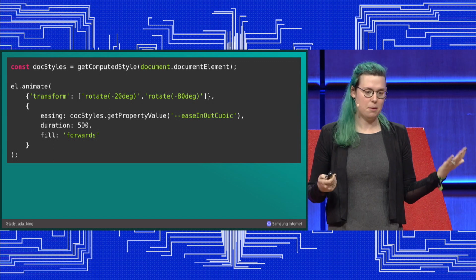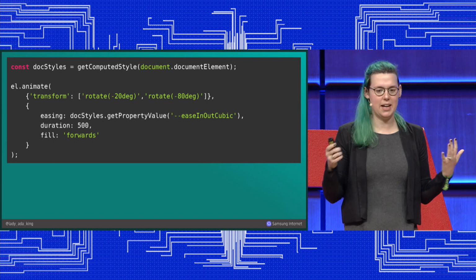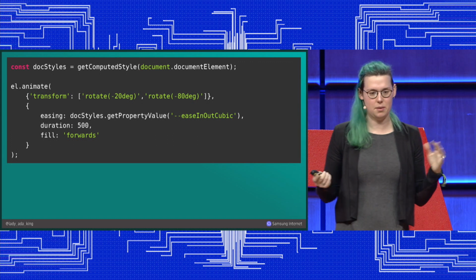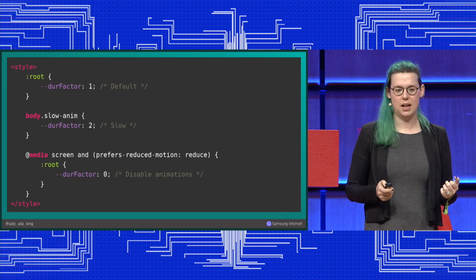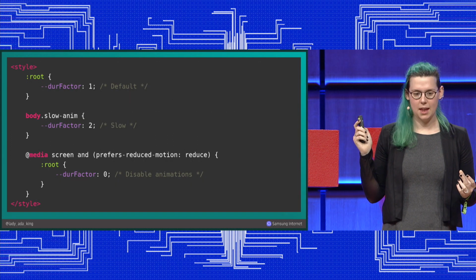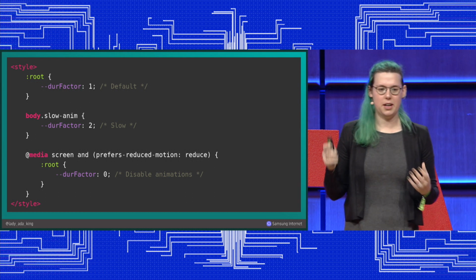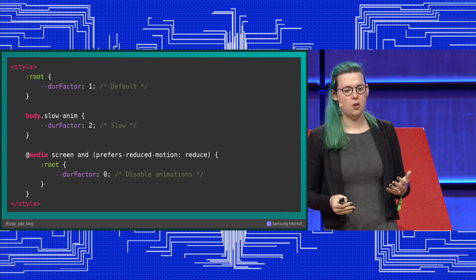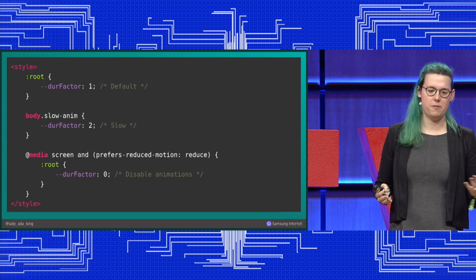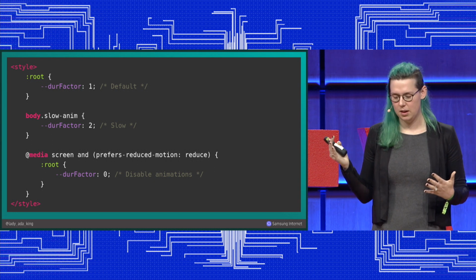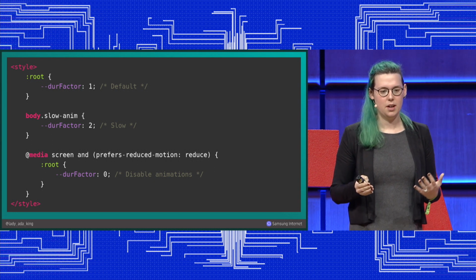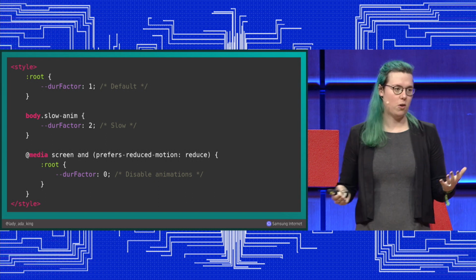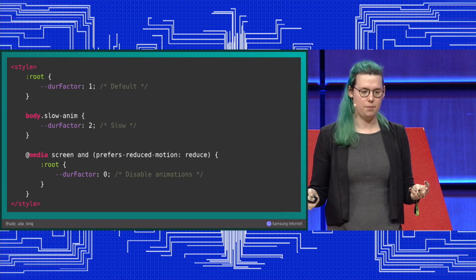So here in this example, I have an animation that gets eased out cubic, which is a pretty normal one. You can also use it with other kind of media queries. So here I've given myself a duration factor custom property. So by default, it's just a normal animation.